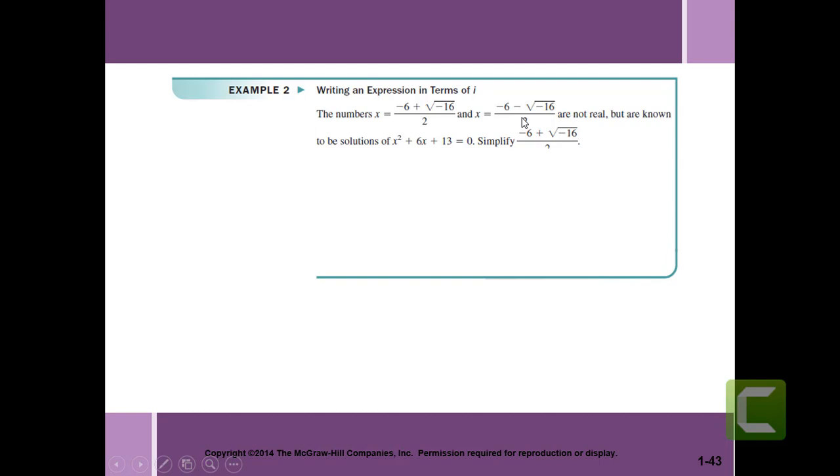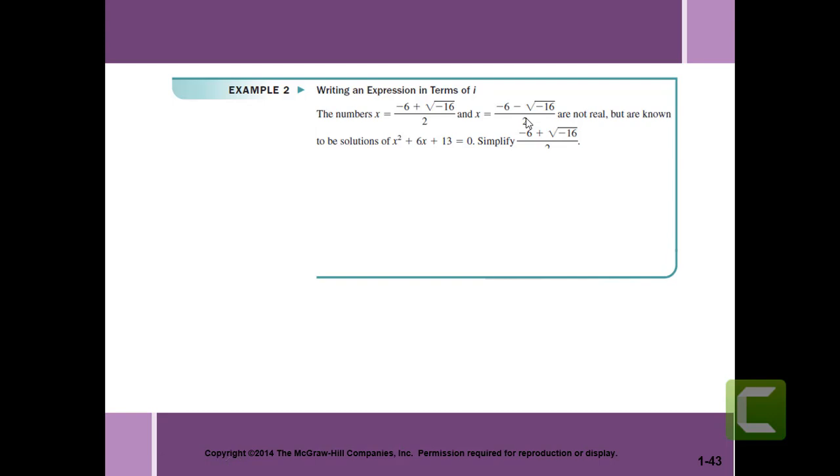Now these are not real numbers, right? You have to understand that these are not real numbers because you've got a negative under the radical. But we know that these are solutions to the quadratic here. Now this quadratic, if you notice, is not factorable, not the way we normally factor things, as far as with real roots. Now, what we want to do is simplify this expression here.